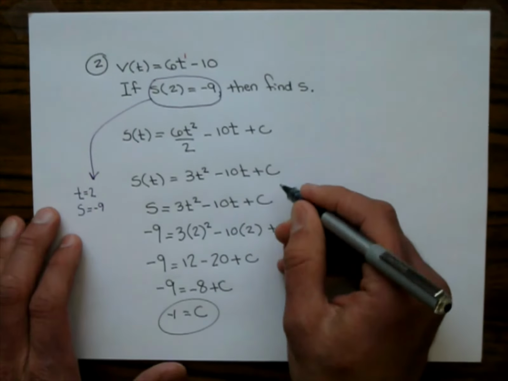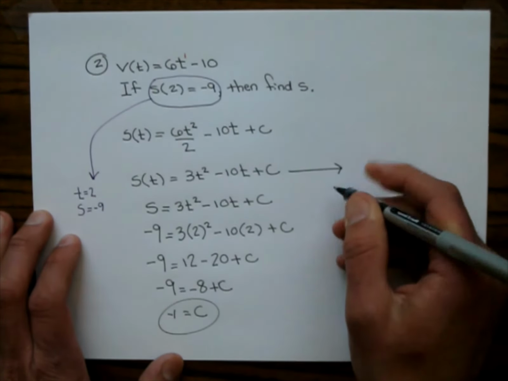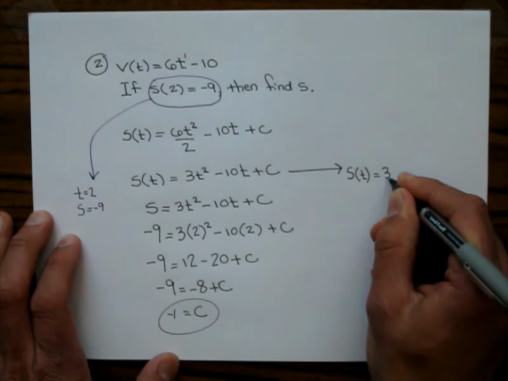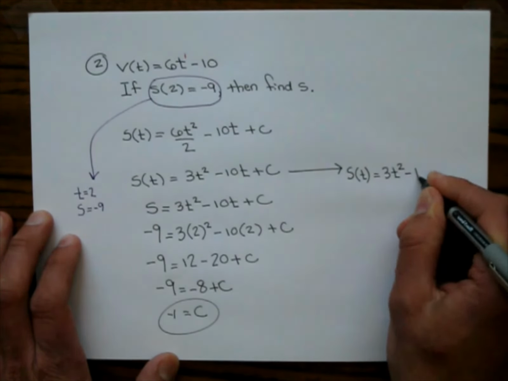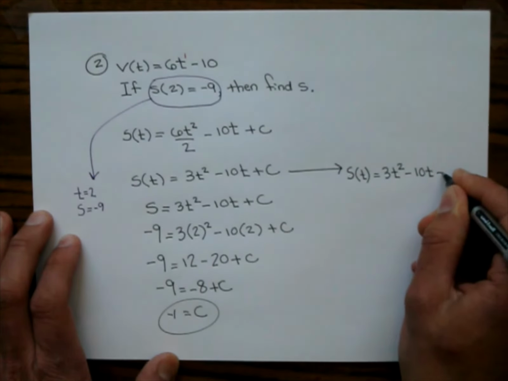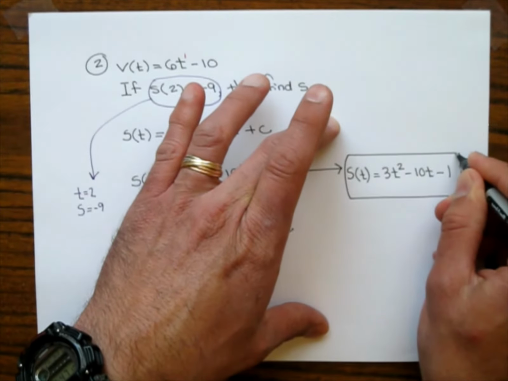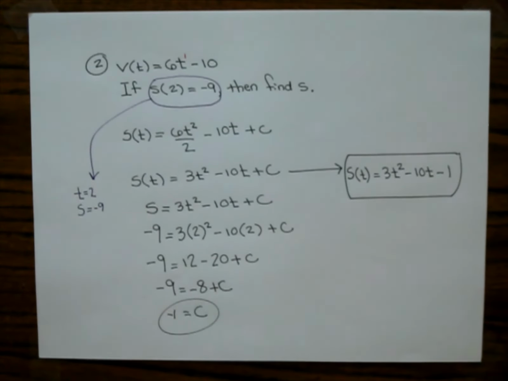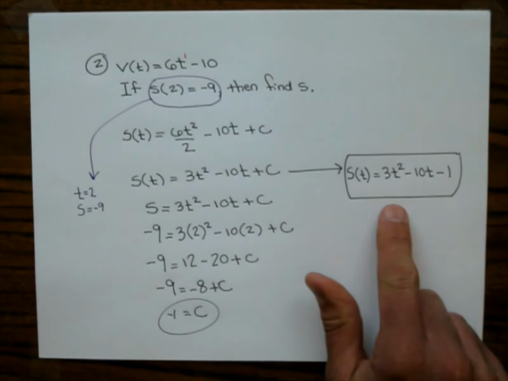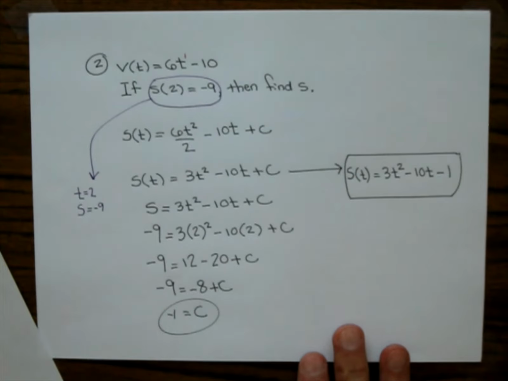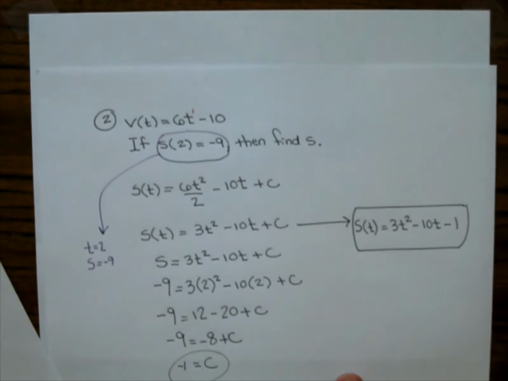And so let's go ahead and write out the position function. S of t equals 3t squared minus 10t minus 1. That gives me the S, the position function that I was trying to find. Let's go ahead and do the last problem for this lecture for this section.